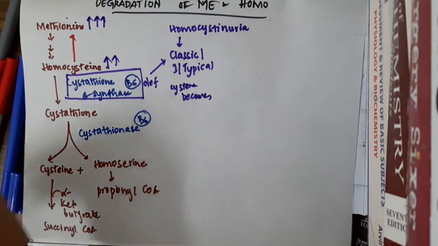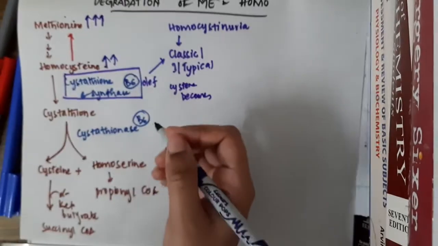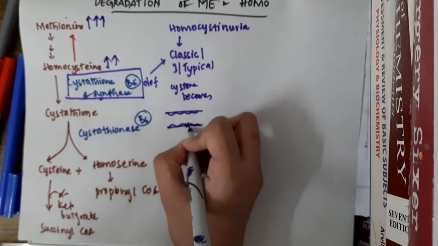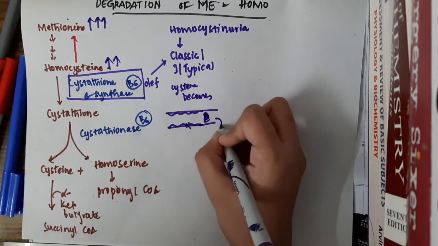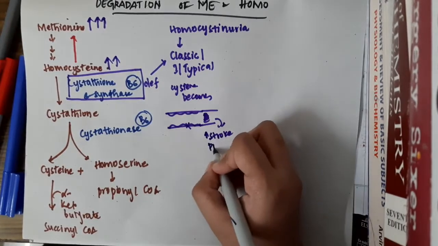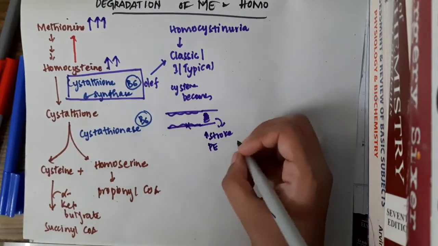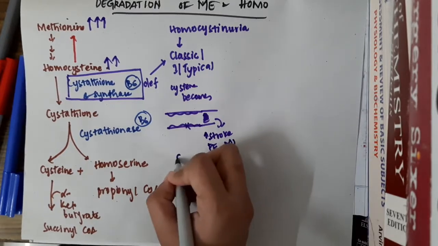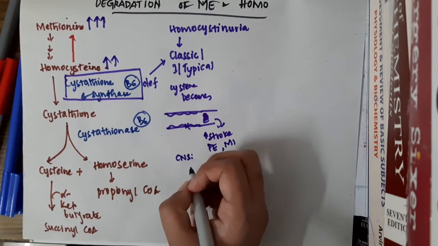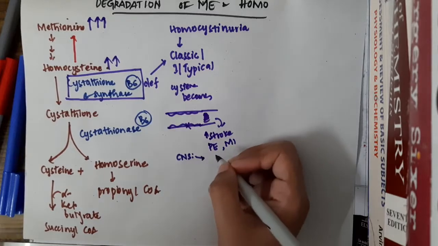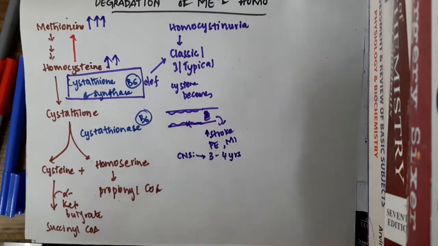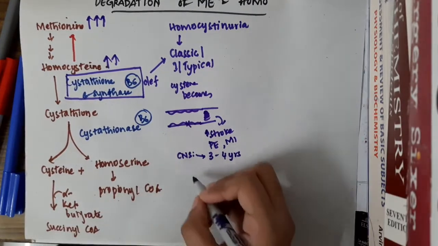And what happens if there is increased homocysteine? This increased homocysteine will irritate the endothelium of blood vessels and thus result in atherosclerosis and increase stroke-like symptoms and manifestations. It also causes pulmonary embolism and MI, and it has CNS symptoms like developmental delays, seizures, psychosis, psychiatric problems, dystonia, mental retardation. All these occur by 3 to 4 years of age.